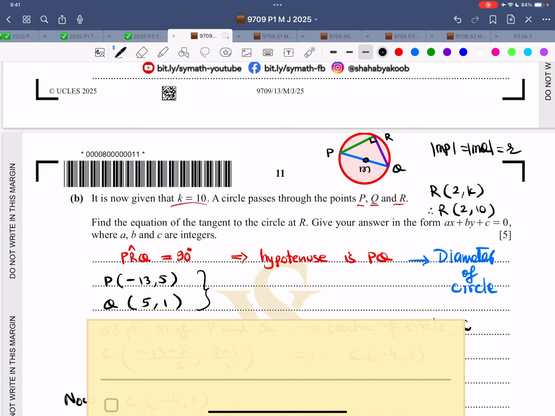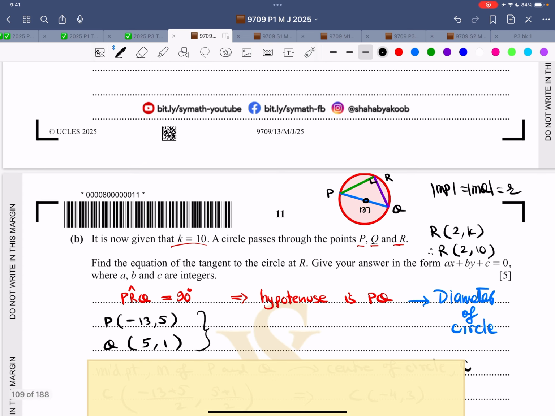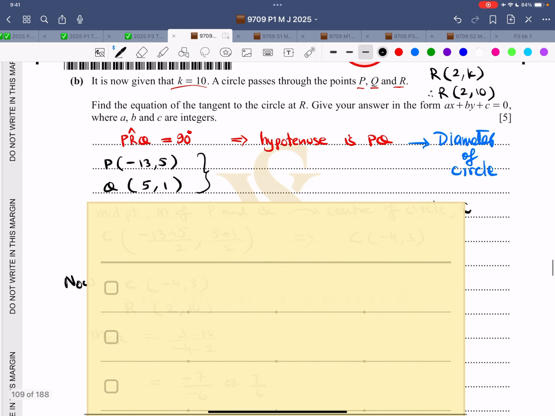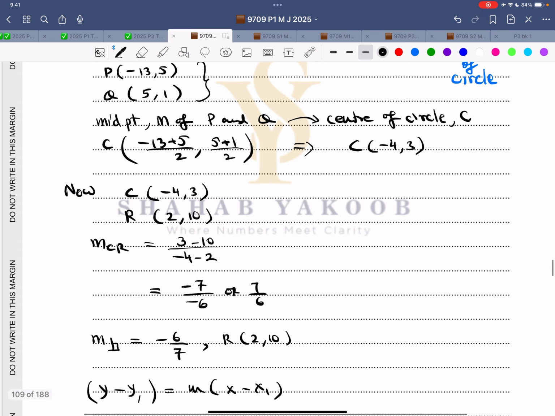And they want what? They want equation of a tangent. So equation of a tangent, that can be drawn like this. You can find the gradient, negative reciprocal kind of thing, and then you find the equation of the tangent. All good? So radius in this case will not be needed. So now over here, let me focus on this. That is midpoint M of P and Q. That is the center of the circle. That is 4 and negative 4 and 3.